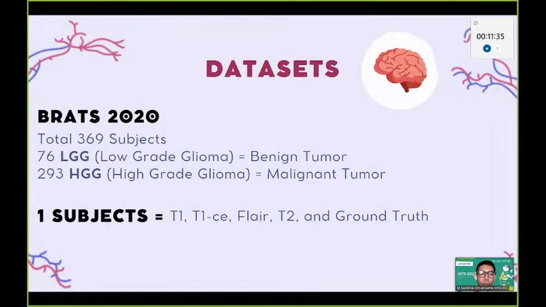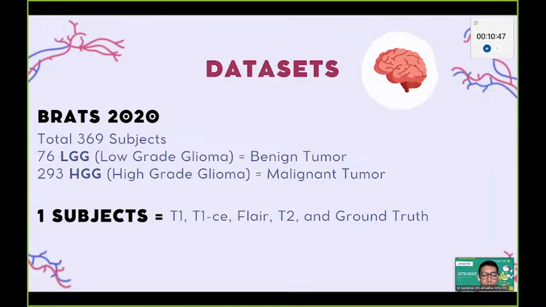The data set for our research is BraTS 2020, which we get from the University of Pennsylvania School of Medicine, or you can get it on Kaggle too. The total is 369 subjects, or patients, divided into two parts. The first is 76 LGG, or low grade glioma, a benign tumor. The second is 293 HGG, or high grade glioma, a malignant tumor.